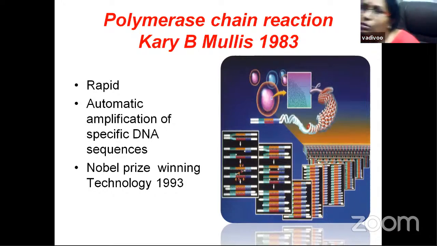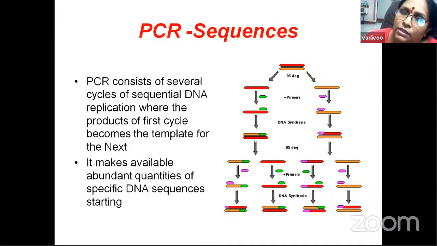So next we go to PCR, otherwise polymerase chain reaction. The polymerase chain reaction was invented by Kary B. Mullis in 1983. It is a rapid automatic amplification, for which Kary Mullis won the Nobel Prize in 1993. It is now everywhere; you must be hearing about PCR, particularly RT-PCR. RT-PCR is nothing but real-time PCR.